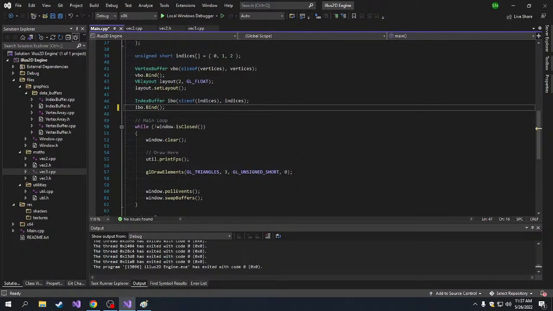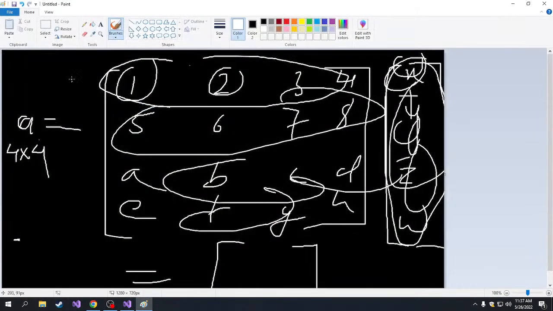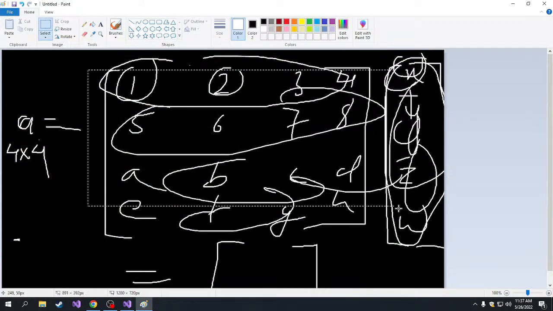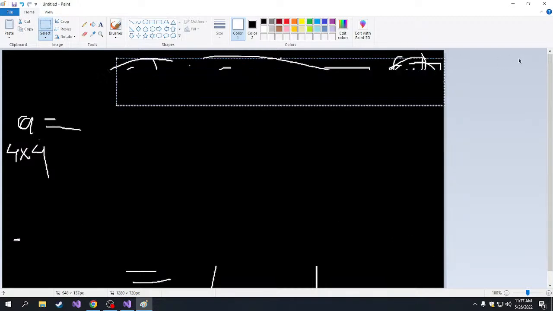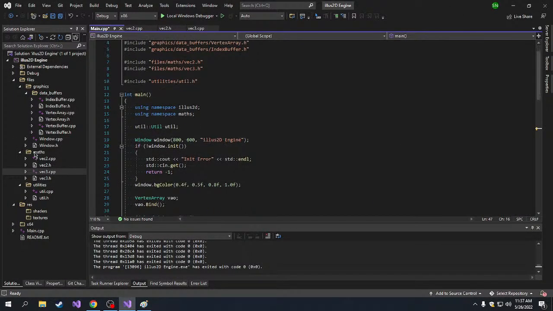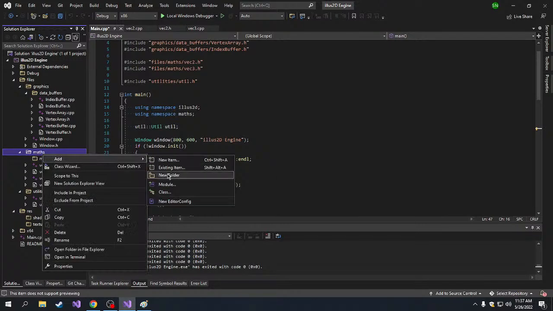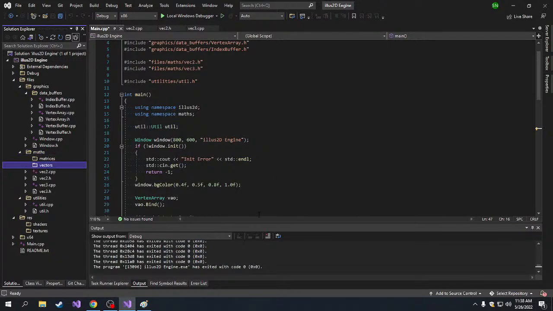So that's basically what matrices are. There are a lot of things that I have to explain, so what I'll do is start writing the matrix class, and I'll explain as I go along. Okay, cool. But before this, I'll make a folder here in our maths. I'll call it matrices. I'll also create another folder. I'll call it vectors.